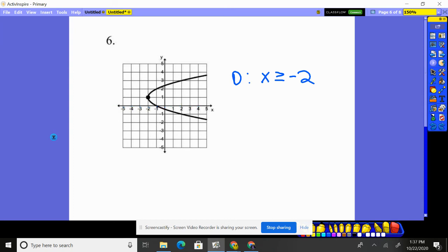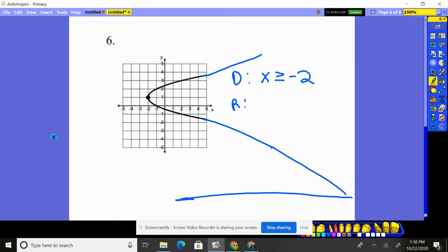Now, let's talk about the range. The range of the y values. The y values. Well, this continues down forever. This continues up forever. Every y value, if I start down here, that guy's going to hit it over that way. The range happens to be all real numbers because every single y value up and down, it goes all the way down forever, goes all the way up forever. So it's all real numbers.